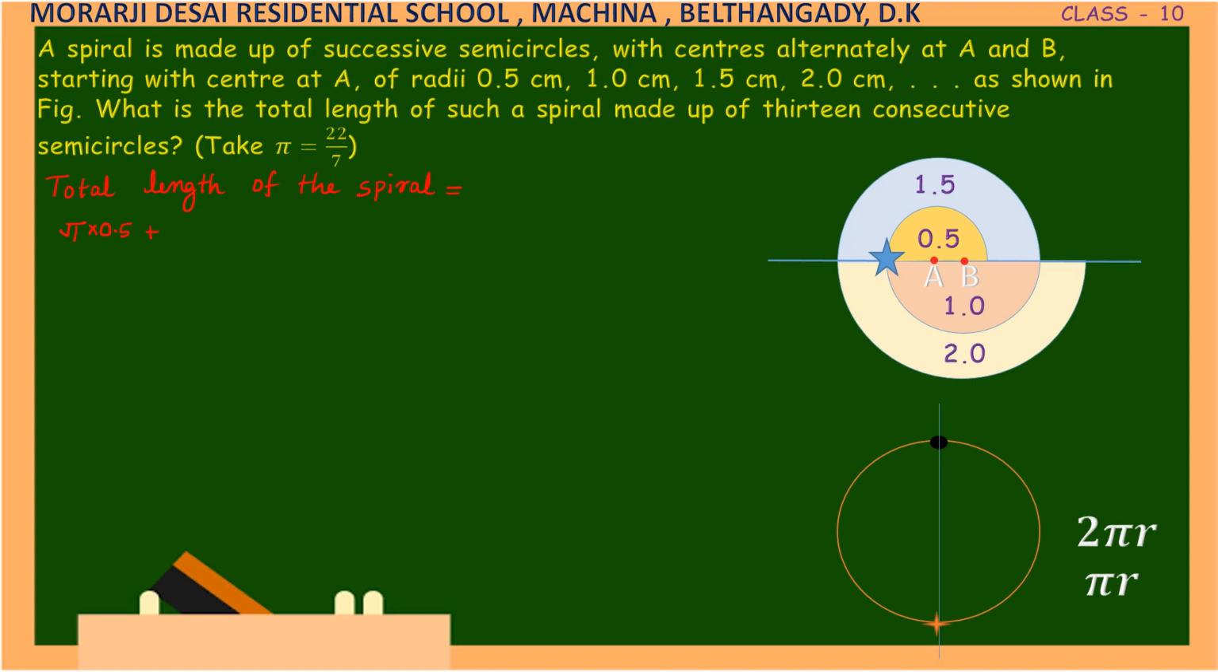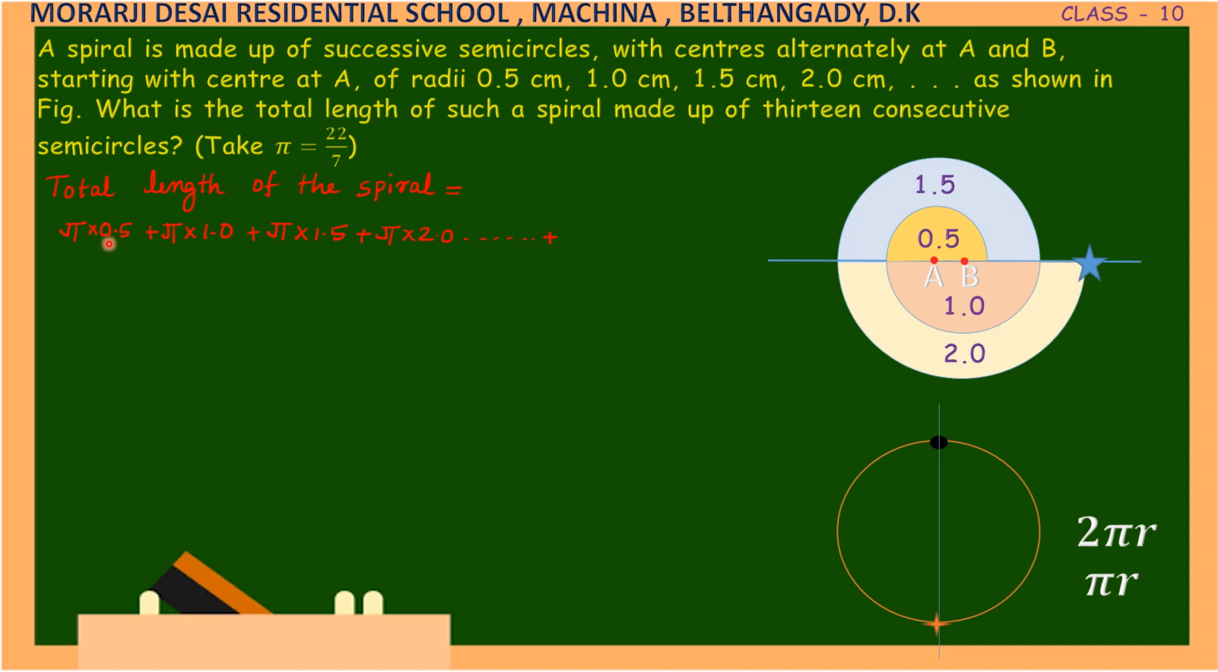Then for the next semicircle, look at the figure. We have to find this length, that is pi into 1.0 because the radius is 1.0. Now after that, we have to find this length, that is pi into 1.5. Next, look at the figure. We have to find this length, that is pi into 2, and it goes on like this up to how many semicircles? The spiral is made up of 13 consecutive semicircles.